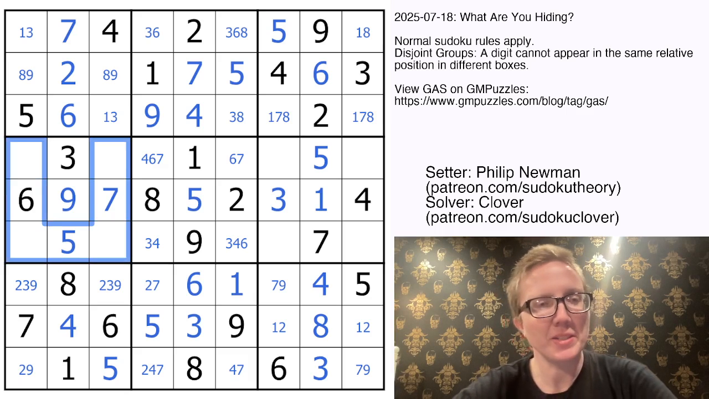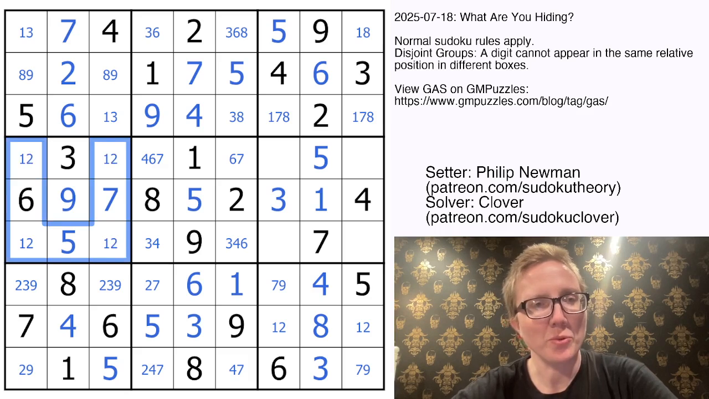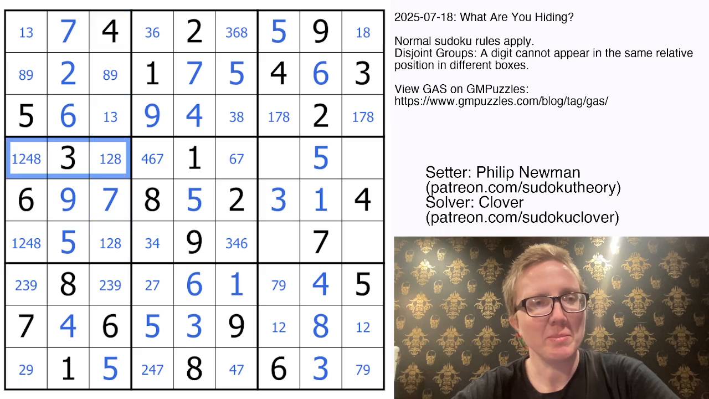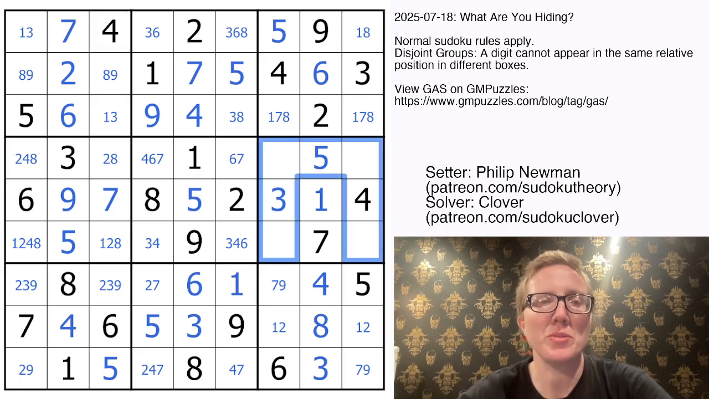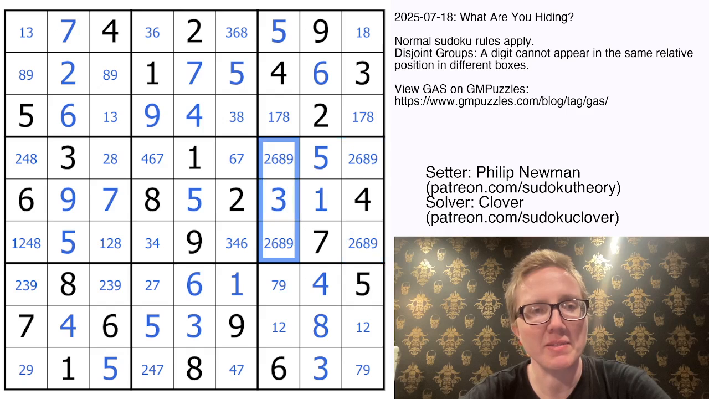These cells are going to contain 1, 2, 4, and 8. Those can't be 4s because of the 4 in the column. Those cannot contain a 1 because of the 1 in the row. These are going to be 2, 6, 8, and 9. Those can't have 6s. That can't have a 9 because of the 9 in the row.